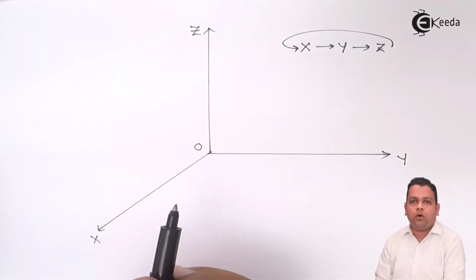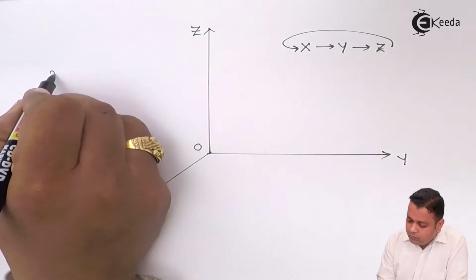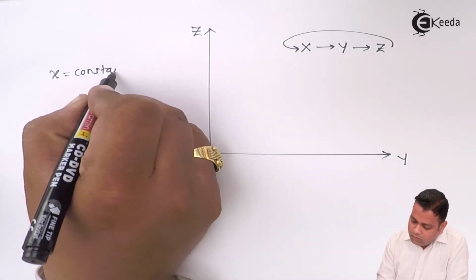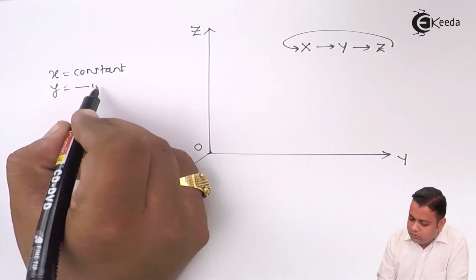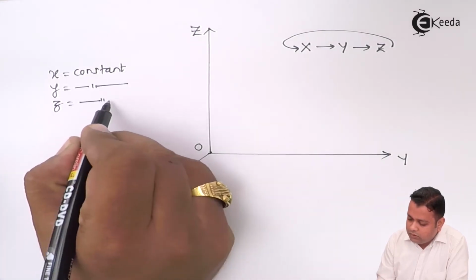Now let us talk about the planes we can represent in the rectangular coordinate system. The planes small x is equal to constant, small y is equal to constant, small z is equal to constant.